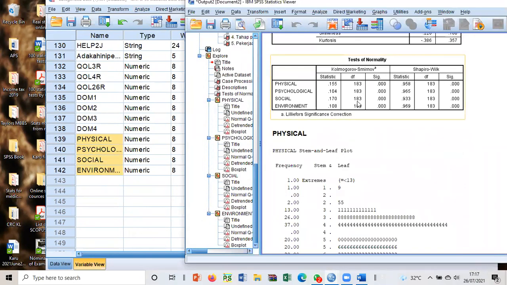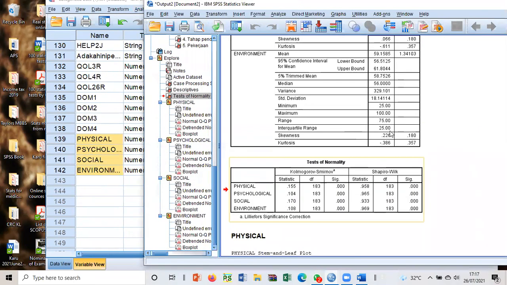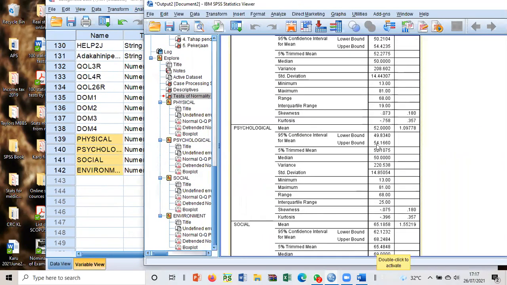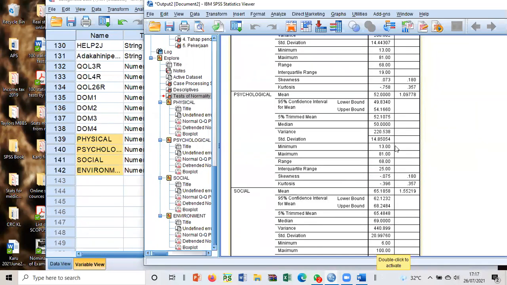Look at the second table. Okay, this is a test of normality. You can see all the p-values are less than 0.05. Therefore, distribution is not normal. However, we look at the coefficients for skewness. Skewness divided by the standard error. Looks like the values are small.